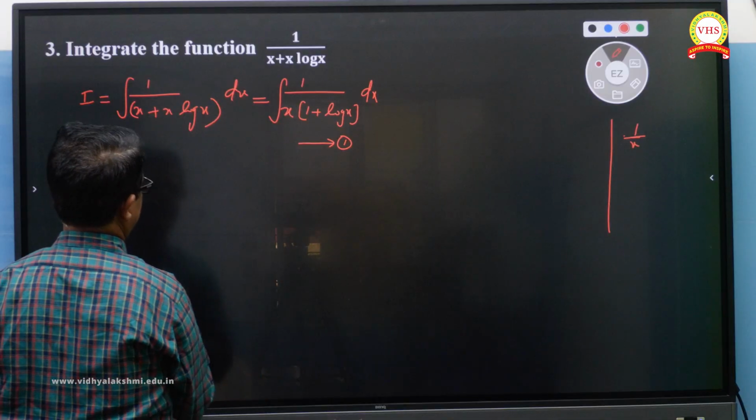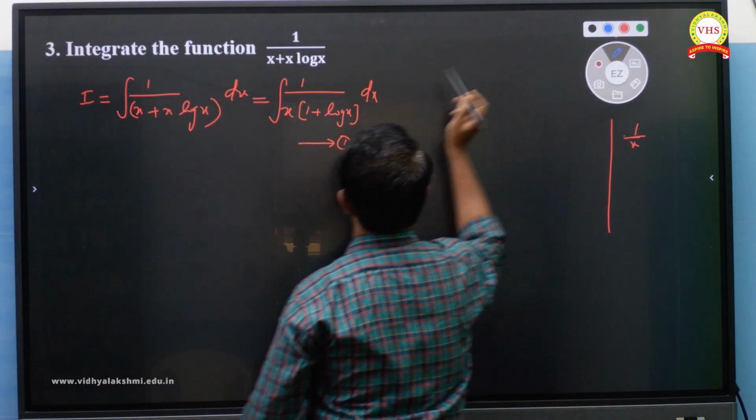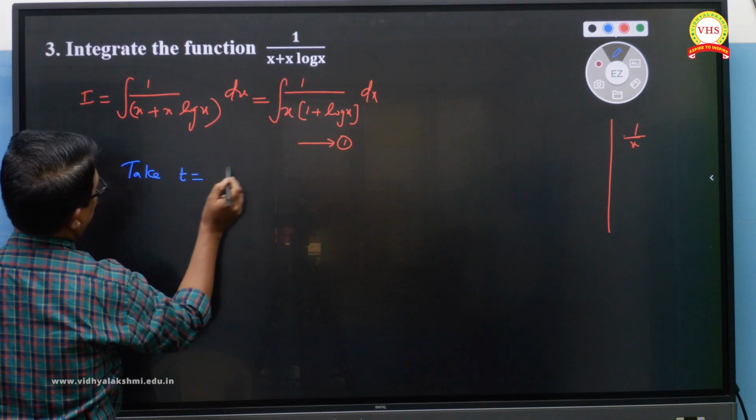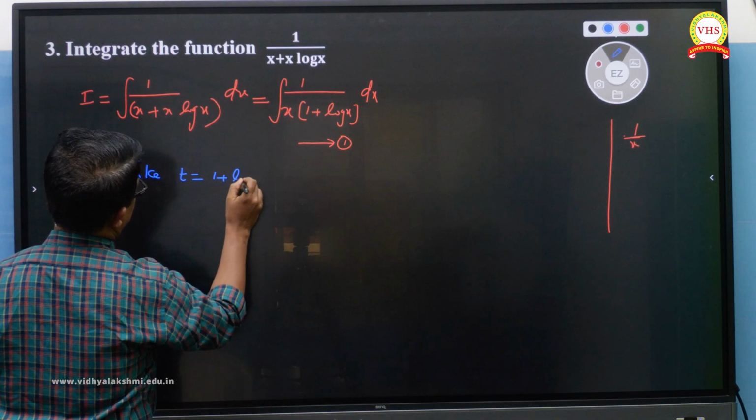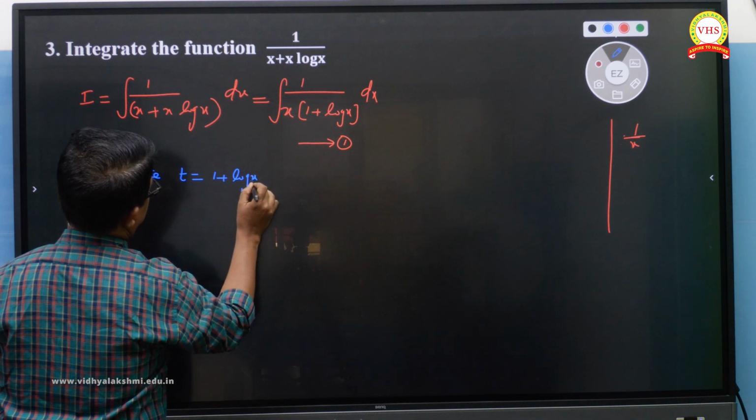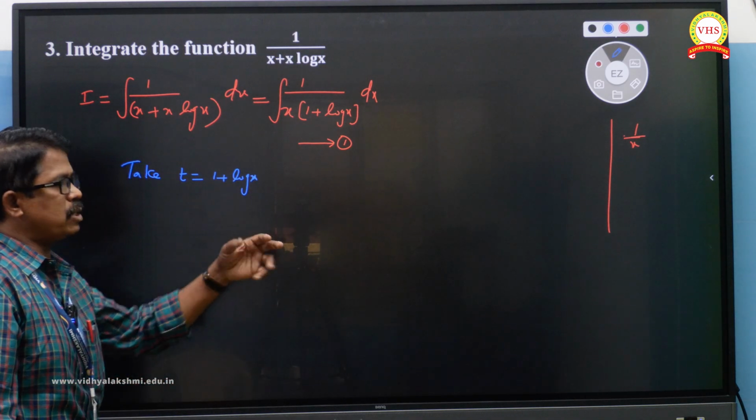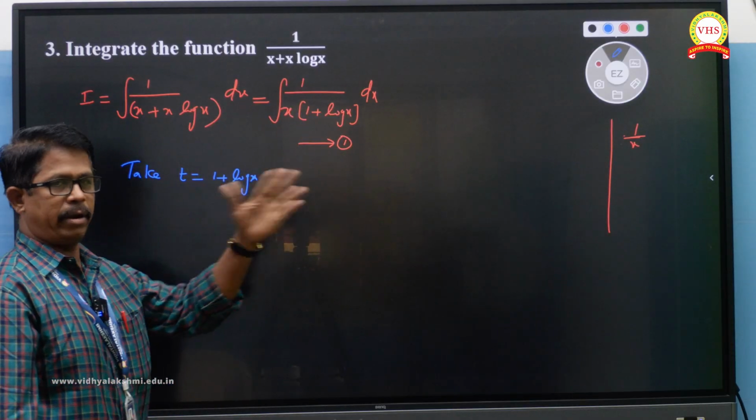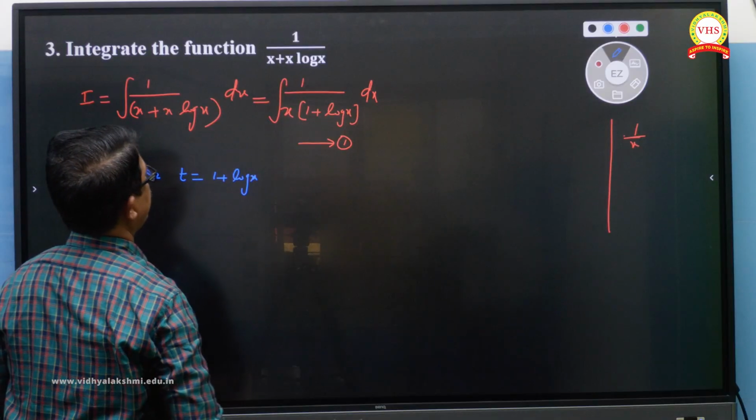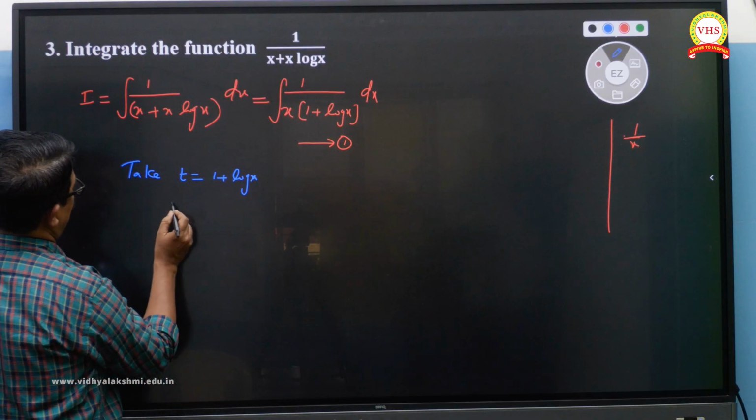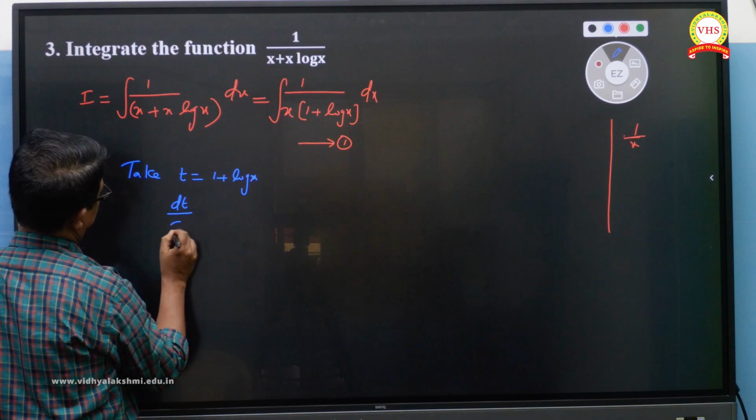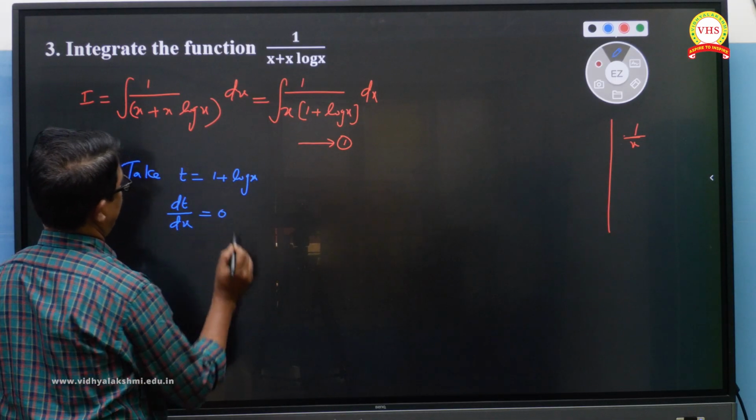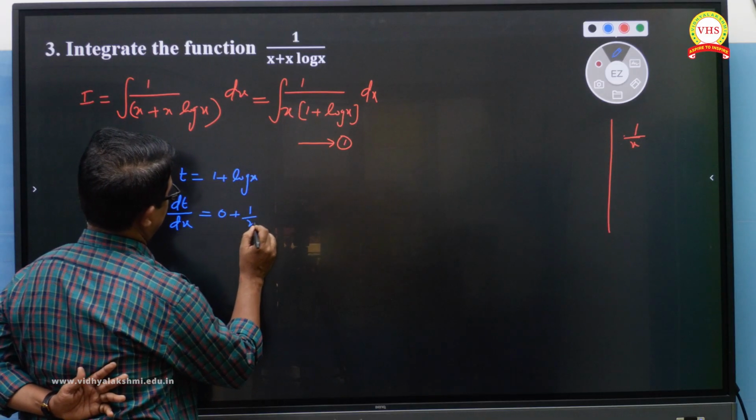Now we are going to apply the substitution method. The alternate variable, t, take t equal to, what is in the bracket? 1 plus log of x. In most questions, whatever is in the bracket, square root, power, sine inverse of something, you are going to take as the alternate variable. Now within the bracket 1 plus log x, differentiate with respect to the independent variable x. What are we going to get? Derivative of constant 0 plus 1 by x.